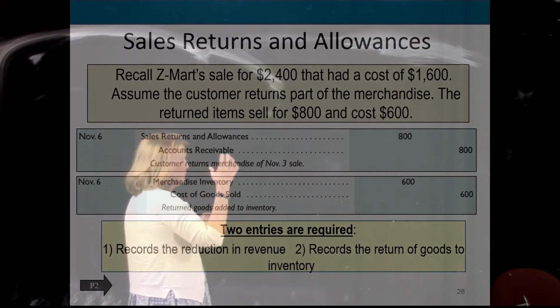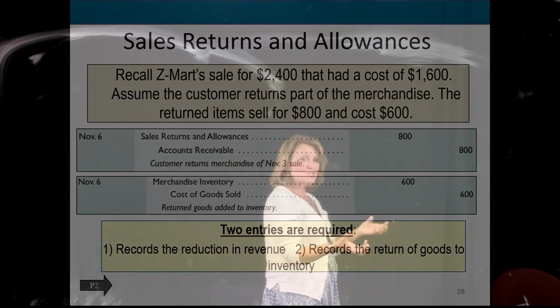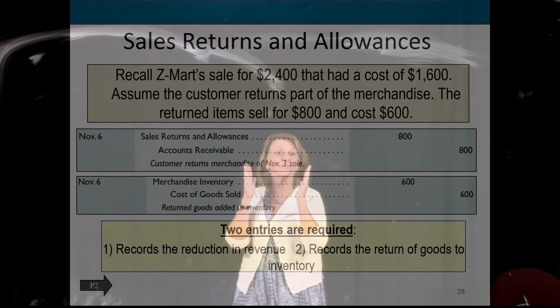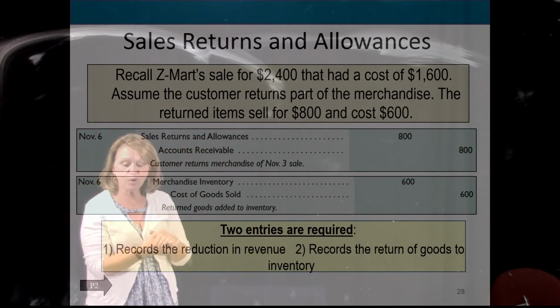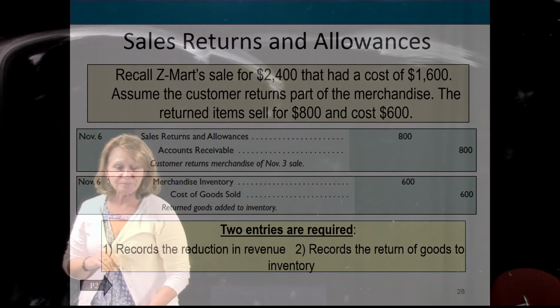Now, the sale was for $800, but the merchandise cost us $600, because it's that profit between what we pay for the inventory and what we sell it for that is how stores make a profit.